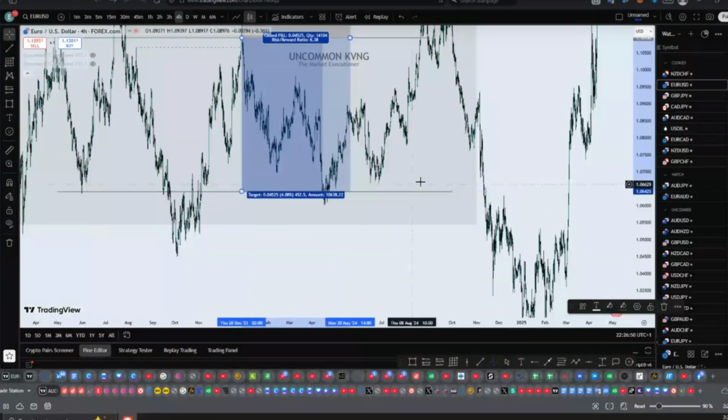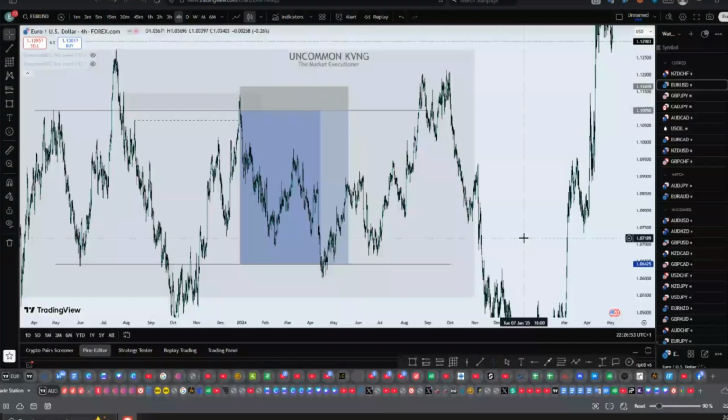So you understand my point. It's not like we cannot do it. We can do it, but we choose our poison. So ranging, I know how to trade the ranging market. I know where and when to trade the ranging market.